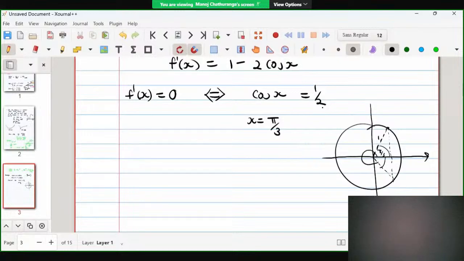So we need this whole thing. 2 pi minus pi by 3. So pi by 3, comma, 5 pi by 3. Those are the only two angles that have this positive 1/2 as the corresponding x coordinate. So these are the only two critical points.